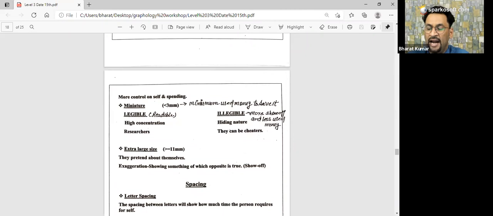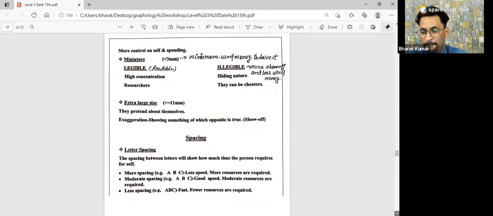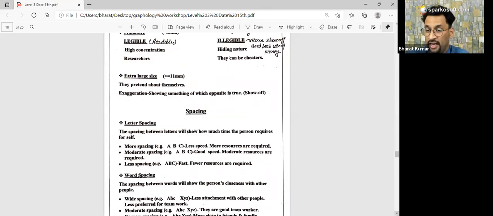If handwriting is illegible, meaning you are not able to understand the writing easily, more show off and less use of money. खर्चा करेंगे 1 रुपए का, शो ऑफ करेंगे 1 लाख का, they will have Maruti 800 and they will show off like they have Mercedes Benz. Illegible handwriting, which is difficult to understand, have hiding nature, they can be cheater. Extra large size, they pretend about themselves, exaggeration is there.